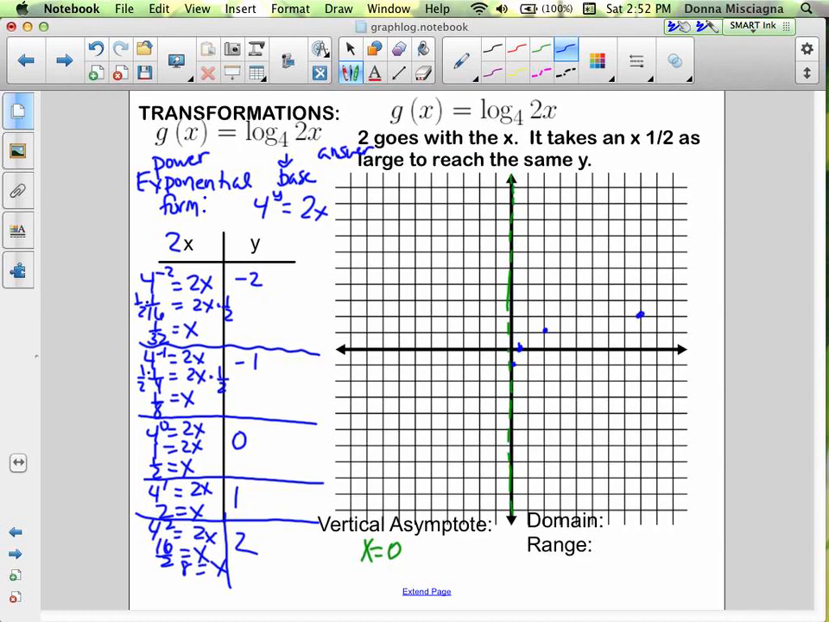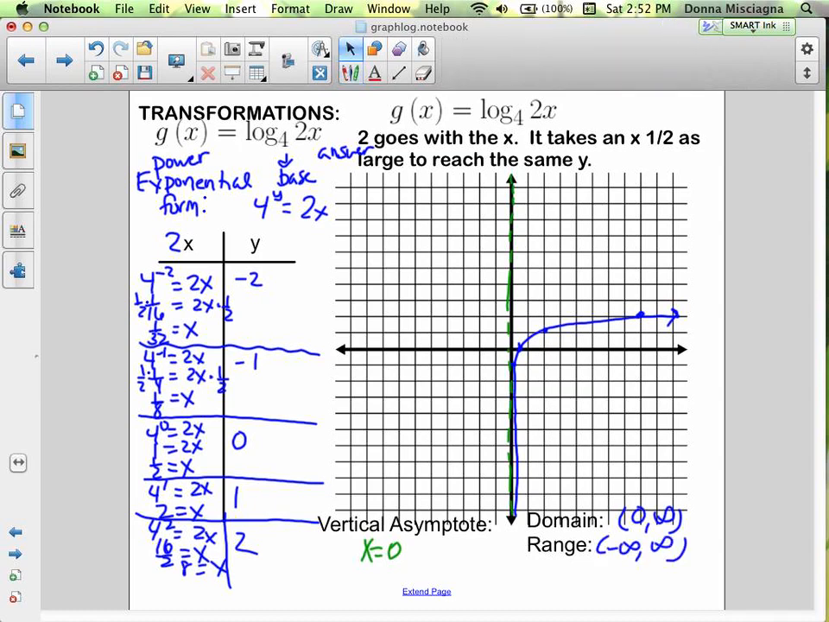There we go. And all of our log functions, except if we have a coefficient in front anyway, grow much faster on the x's than they do on the y's. This was not shifted right or left. Therefore, 0 to infinity is the domain. The range, as always, is all real numbers, -infinity to infinity.